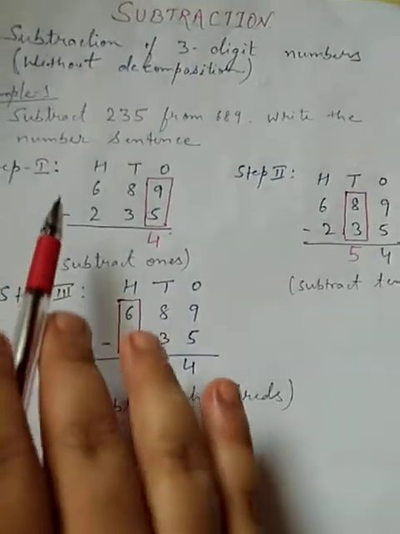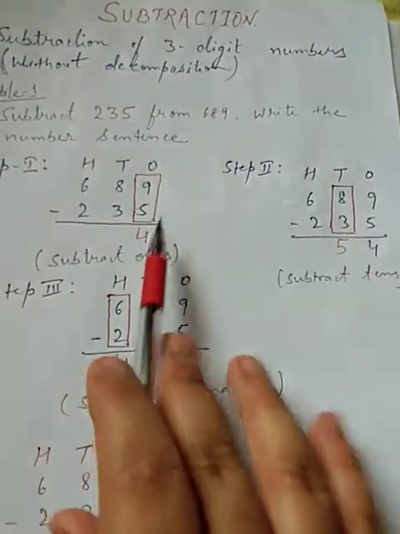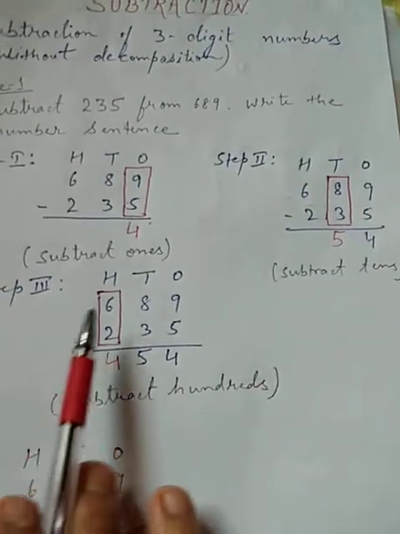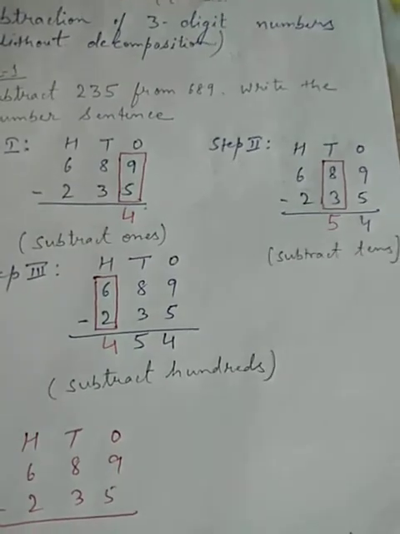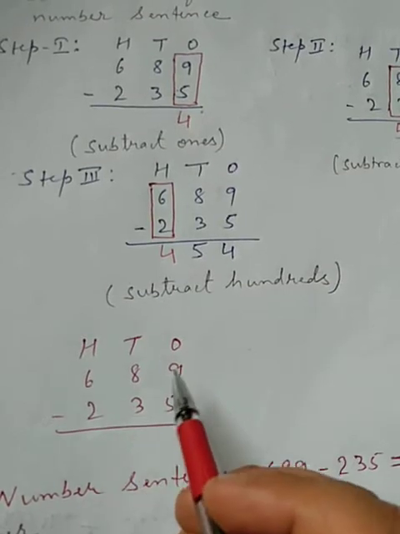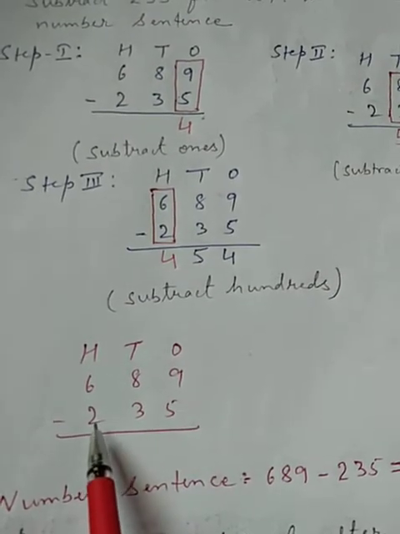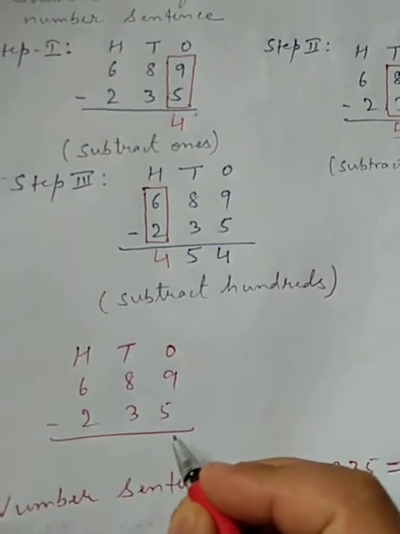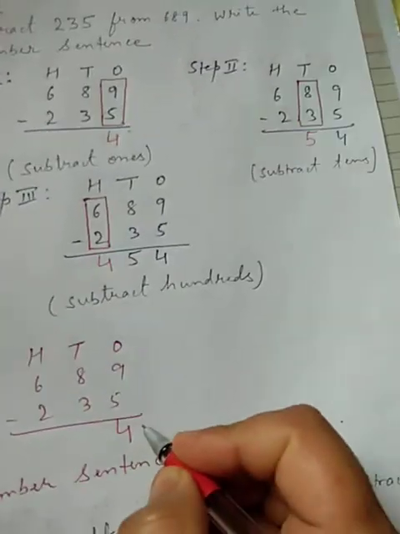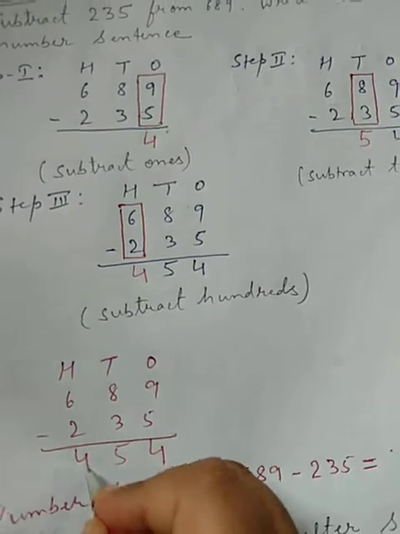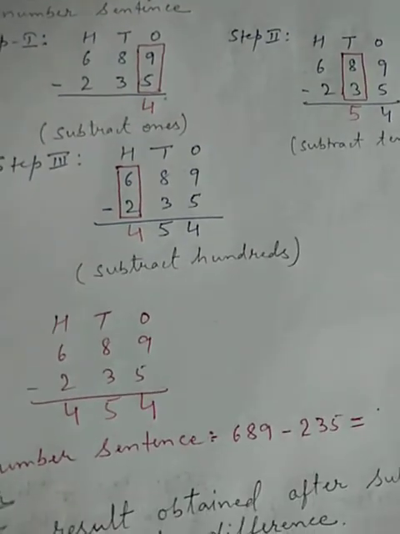That means in the first step we have subtracted the ones place, in the second step the tens place, and in the third step the hundreds place. So what result are we getting? When 235 is subtracted from 689, we will get 4 in the ones place, 5 in the tens place, and 4 in the hundreds place: 454. So what is the number sentence?